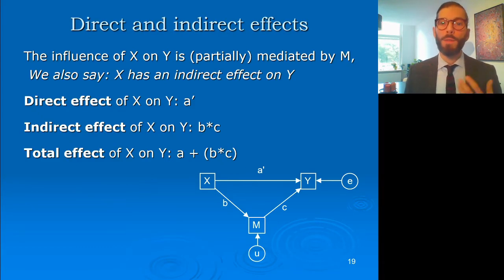We can say that in this diagram, the effect of X on Y is perhaps partially mediated by the process variable M, or we can say that X has an indirect effect on Y through M. The direct effect of X on Y in this diagram is represented by A accented. The indirect effect of X on Y is equal to B times C. And the total effect of X on Y is equal to A accent plus B times C.